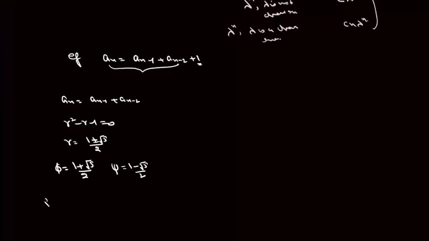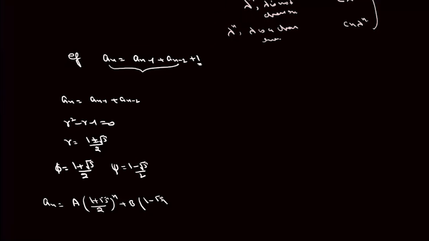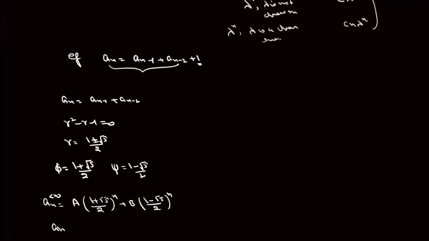So this a_n will be of the form a times ((1 plus root 5) by 2) to the power n plus b times ((1 minus root 5) by 2) to the power n. Or we can write this as a_n homogeneous will be a phi to the power n plus b psi to the power n. Now we need to find its particular solution, and this g(n) is of the form constant.